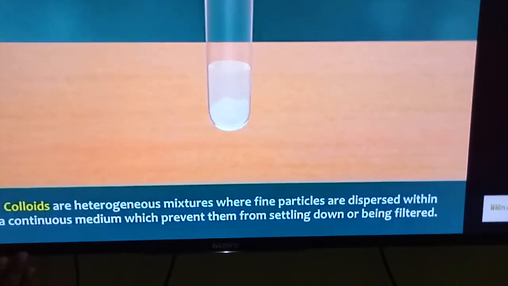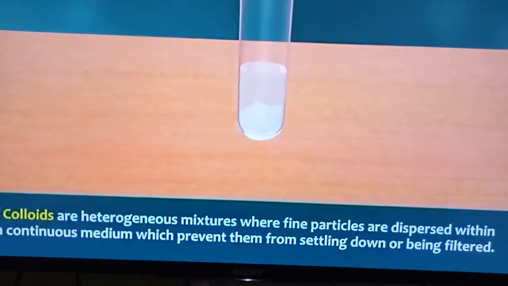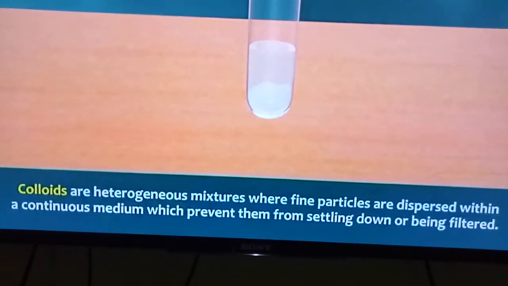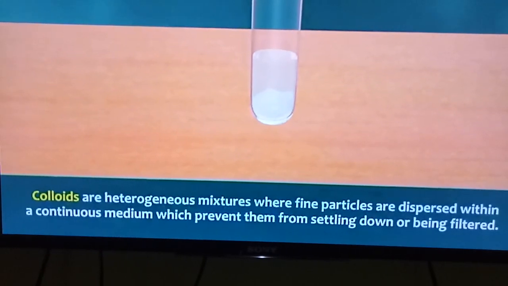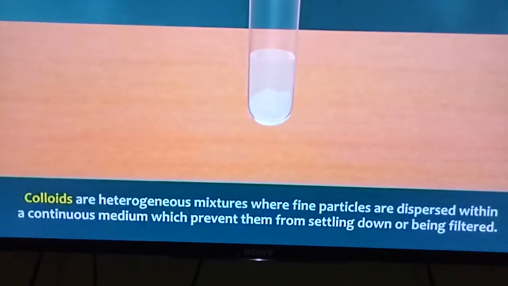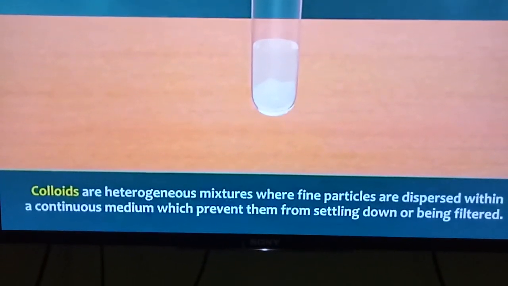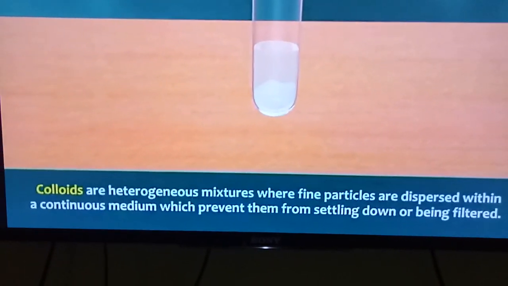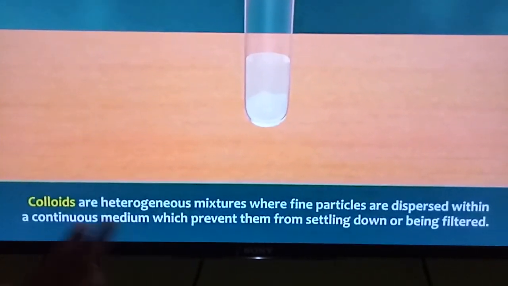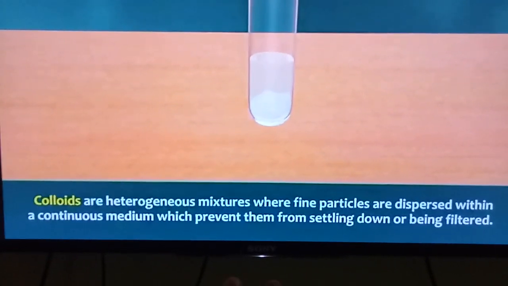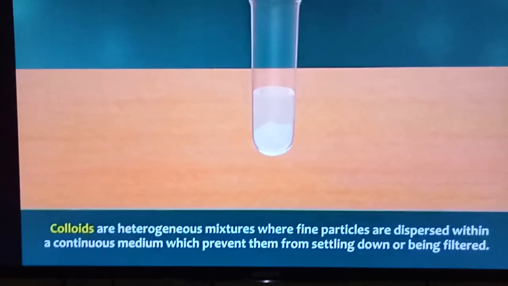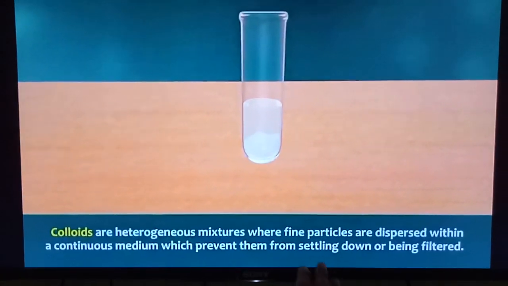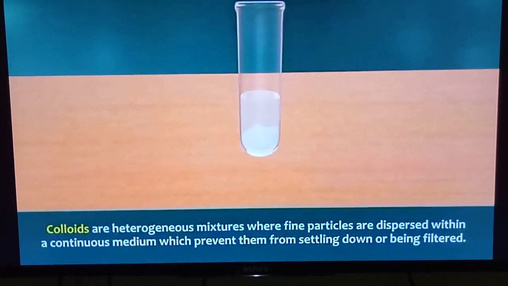Now, colloids. Colloids are heterogeneous mixtures where fine particles are dispersed within a continuous medium, which prevents them from settling down or being filtered. So colloids are which type of mixture? Heterogeneous, where very fine particles are dispersed within a continuous medium, which prevents them from settling down or being filtered. For example, milk.